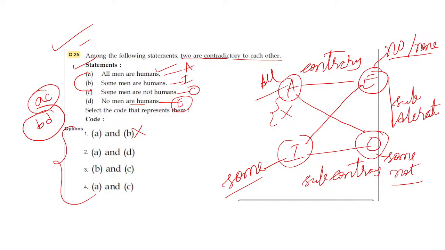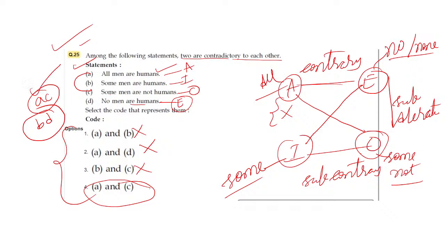AD. AE. A is not contradictory, right? AE is contrary. This is also not. BC. B is some, I, and C is O. I, O is also not contradictory. This is also wrong.